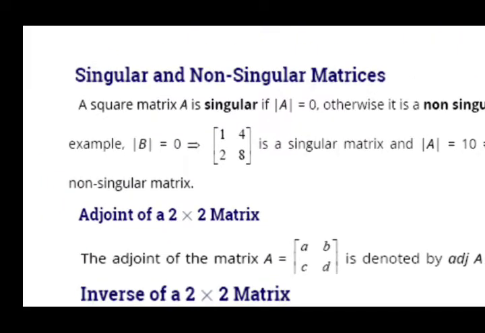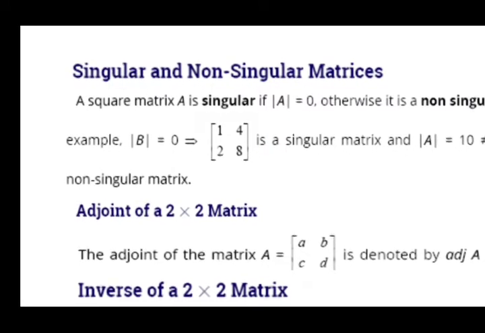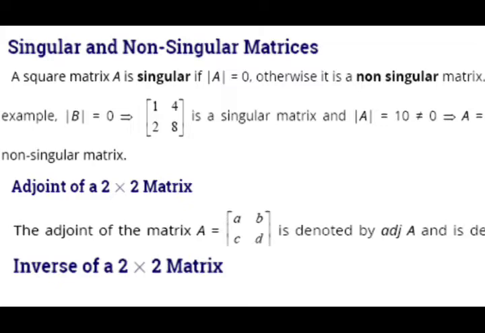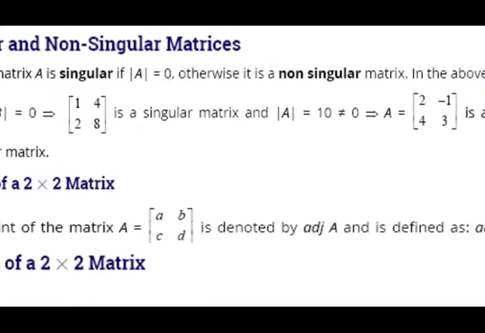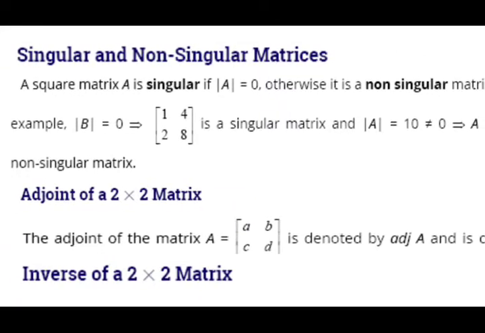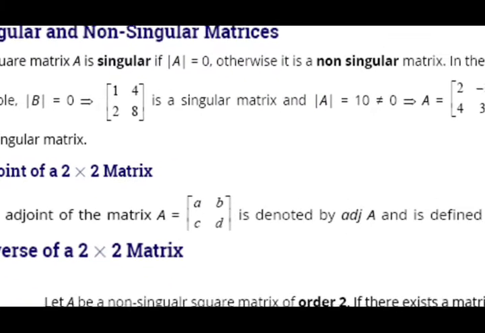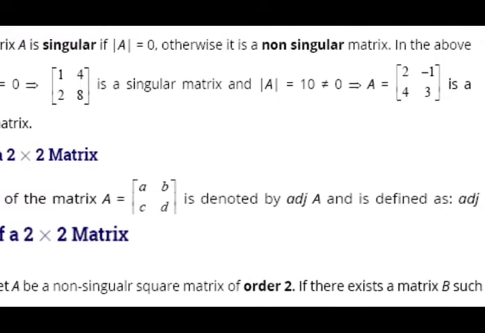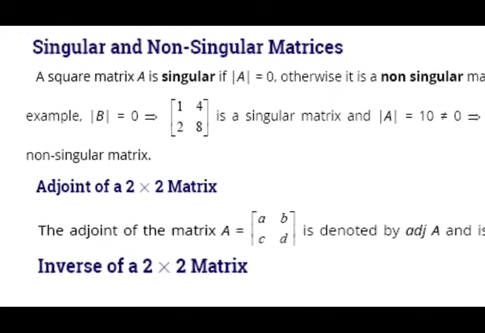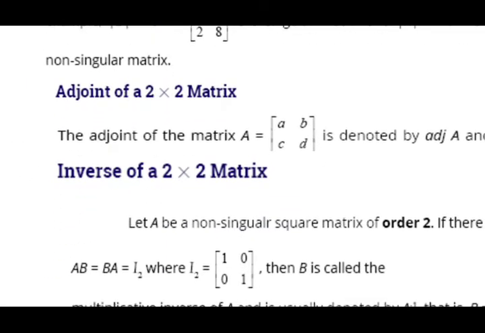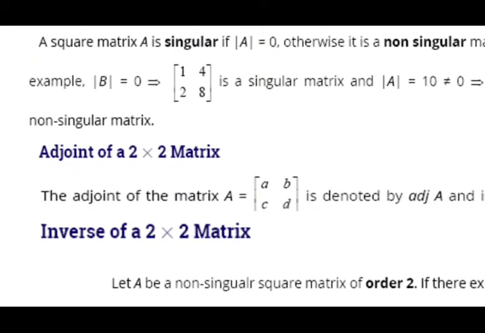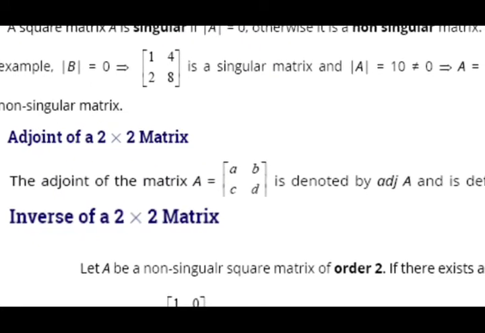Now here is the singular and non-singular matrix. A square matrix A is singular if its determinant is 0, otherwise it is non-singular. Here is an example, we solve it, its determinant is equal to 10, not equal to 0, so this is non-singular. And in another example, if it becomes 0, then it is called singular.